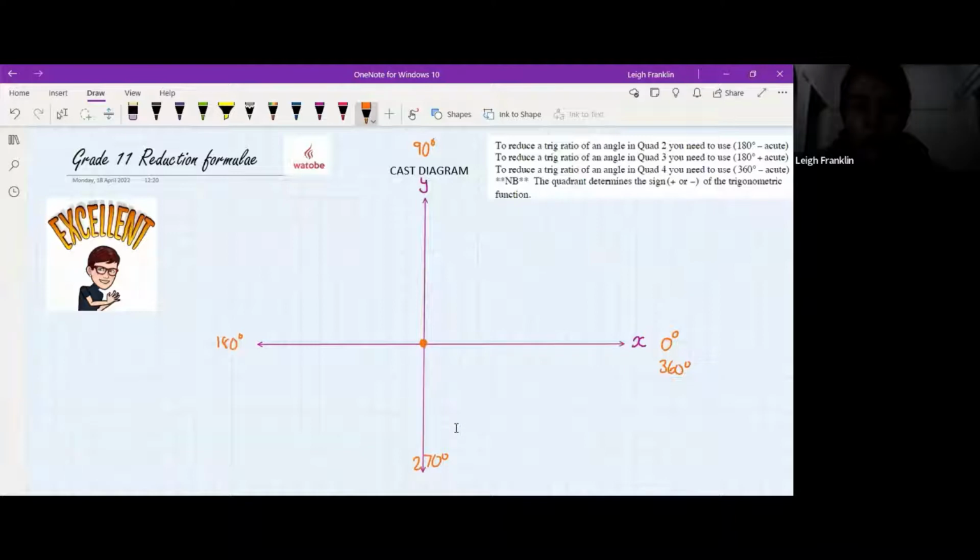Essentially, your terminal arm, your hypotenuse, is anchored at the origin, like the hand of a clock. And it can swing about the origin in an anti-clockwise or a clockwise direction. So when we go in an anti-clockwise direction, grade 11s, angles are getting bigger because it starts at 0 and then increases to 90 and then increases to 180 and then to 270 and 360 and then gets continually bigger.